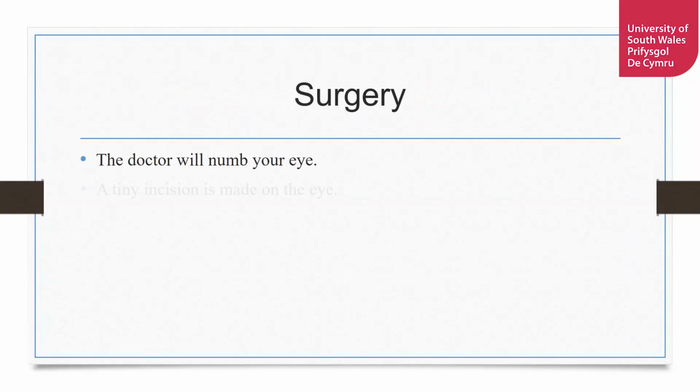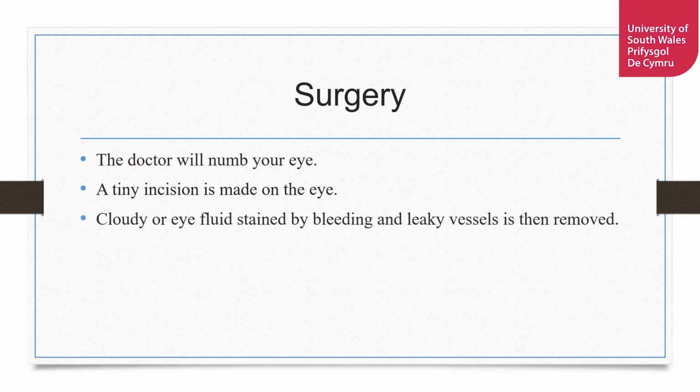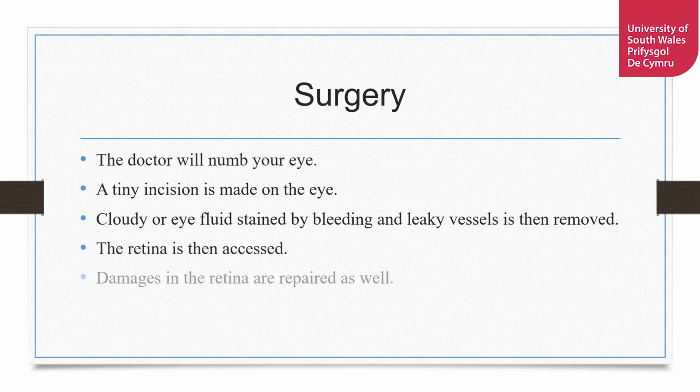How is surgery of the eye done? The doctor will numb your eye. A tiny incision will be made in the front part of the eye. Cloudy eye fluid stained by bleeding and leaky vessels will then be removed from the inner chamber of your eye. The retina will then be easily accessible, and damages in the retina will then be repaired.